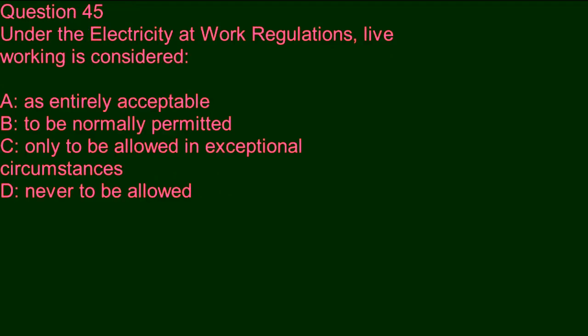Question 45. Under the Electricity at Work Regulations, live working is considered A. As entirely acceptable. B. To be normally permitted. C. Only to be allowed in exceptional circumstances. D. Never to be allowed. Right answer, C.